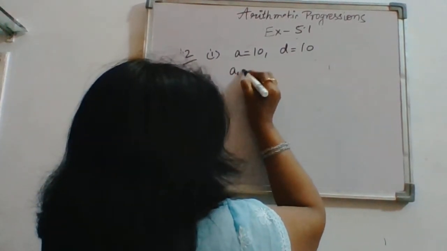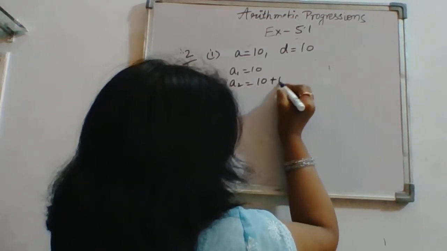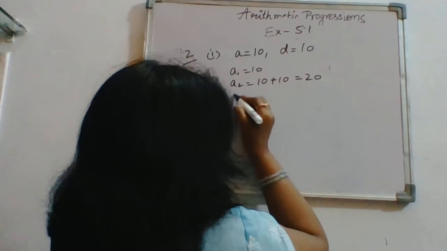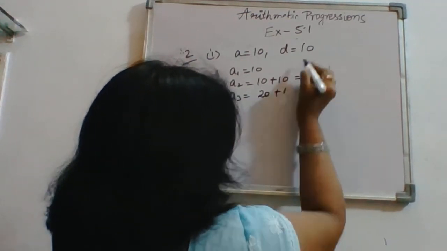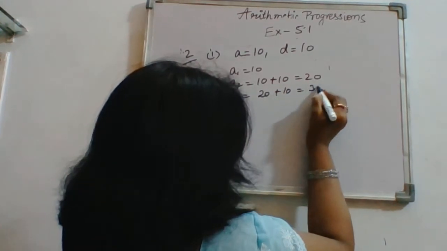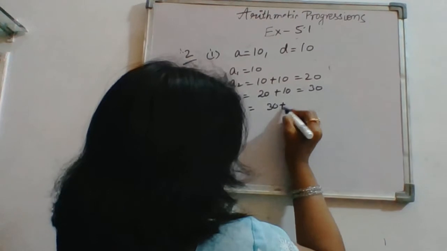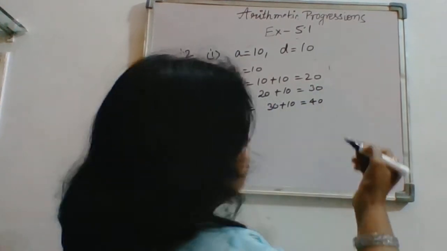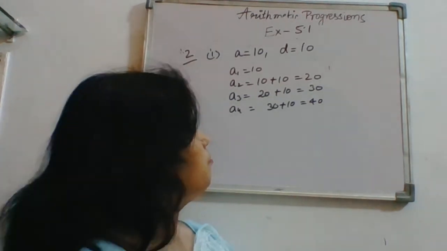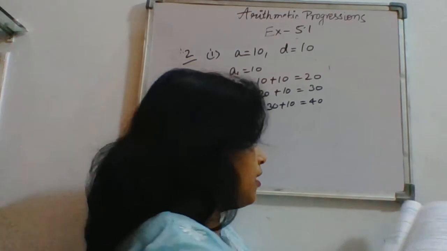So A1 will be your 10, A2 will be 10 plus 10, that is 20, and A3 will be 20 plus the fixed term, the common difference, that will be 30, and A4 will be 30, the preceding term, add in this 10 the fixed term, it will be 40. So the 4 terms of the AP will be 10, 20, 30 and 40, right? See the second part now.